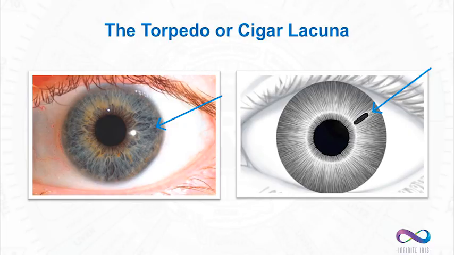The torpedo lacuna looks like a torpedo or a cigar, and those are located outside the collarette, along the collarette, and they indicate a deficiency of nerve energy. They're topostabile in the area that they're in, but they affect the entire nervous system.